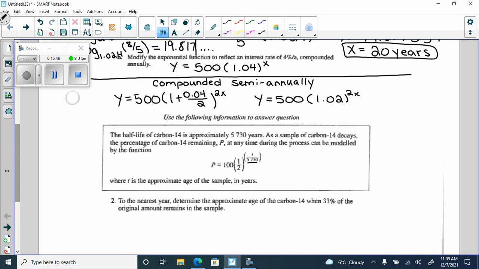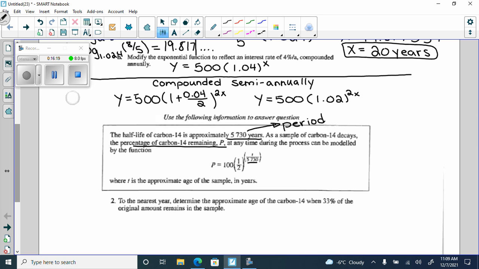This one halves every 5,730 years. This thing really has a slow rate of halving, correct? Like, we have to wait 5,730 years and then it halves. And it takes quite a while to half, correct? But that is the period. And our equation has the period on the bottom and time to final on the top, correct? Then it says, as a sample of carbon-14 decays, the percentage of carbon-14 remaining P at any time, that's the percentage remaining.